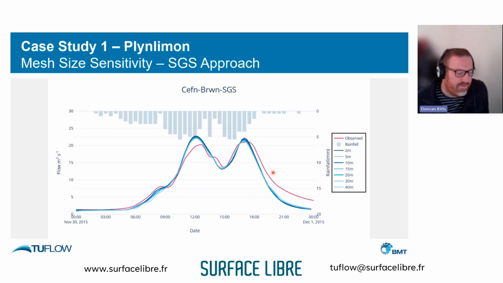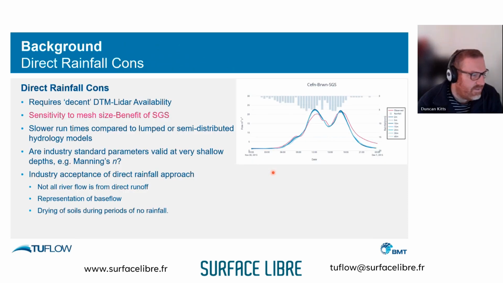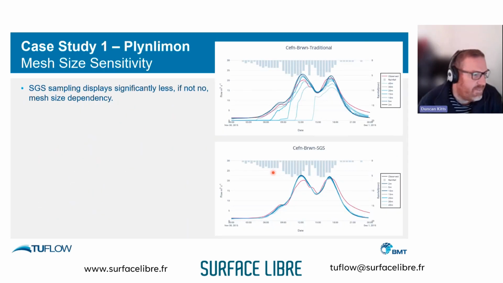But from the point of view of this particular webinar, subgrid sampling has such an impact. If hydrologists are coming to us and saying your results are sensitive to cell size, well, we can switch on subgrid sampling and say, actually, they're not so sensitive to cell size, if at all. So in terms of that sensitivity to mesh size, the benefit of SGS is really important there. So yeah, we've got little or almost no mesh size dependency.